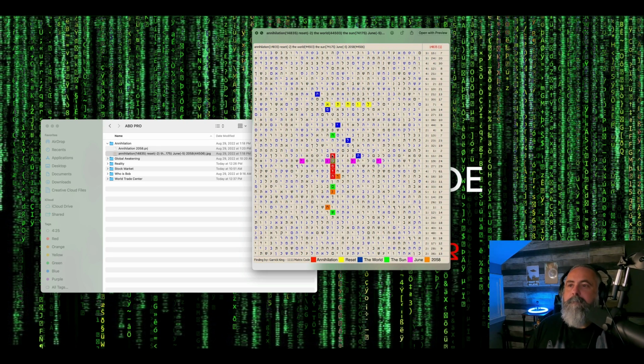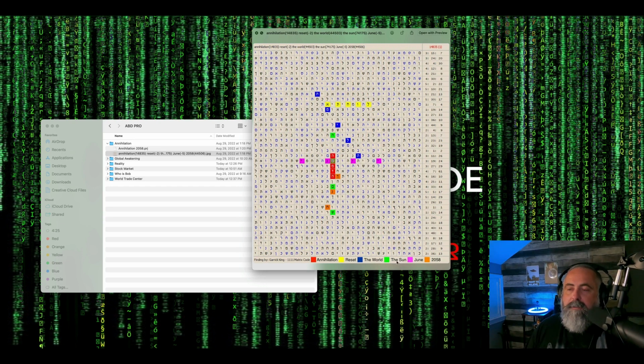So, let's look at this. In red is the word annihilation. And then right here in yellow is the word reset. And what's interesting is the word world is coming diagonally across reset, and they're touching. So it's almost as though it is saying it's going to reset the world.